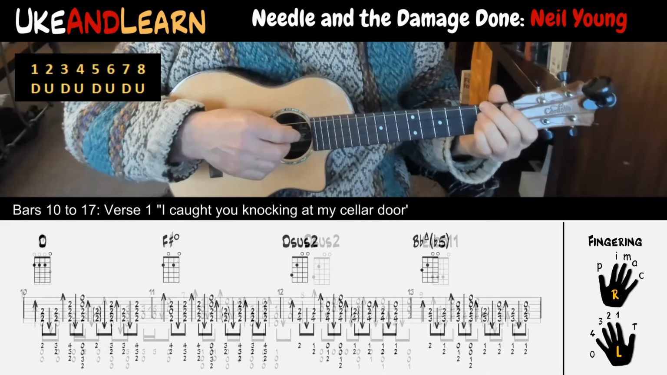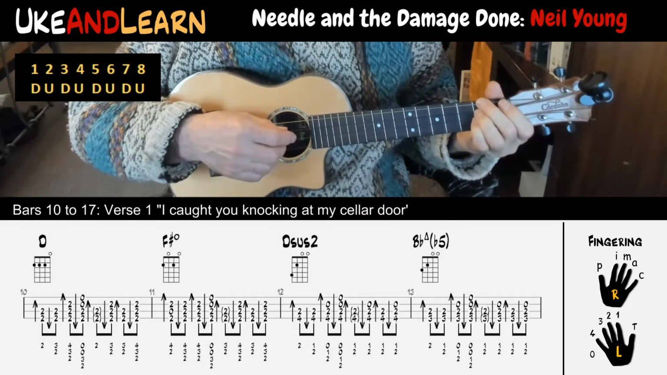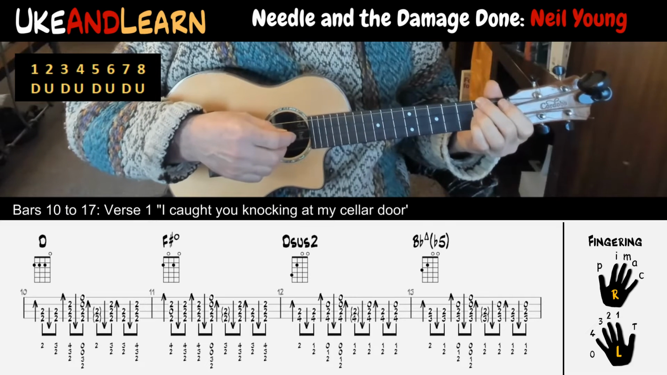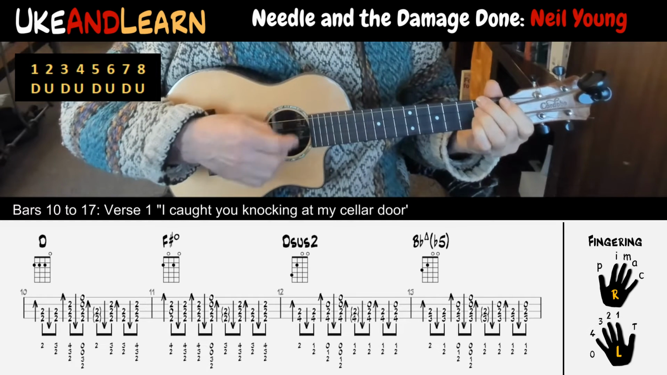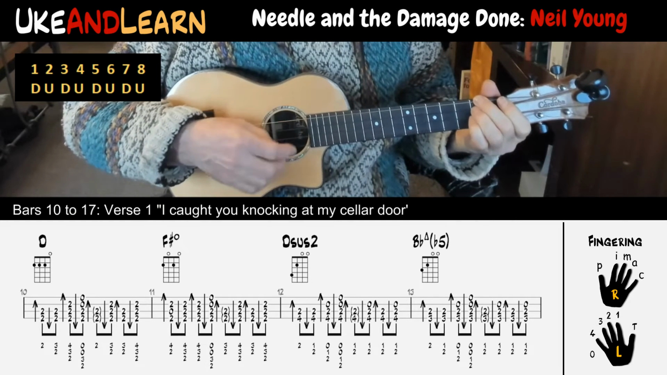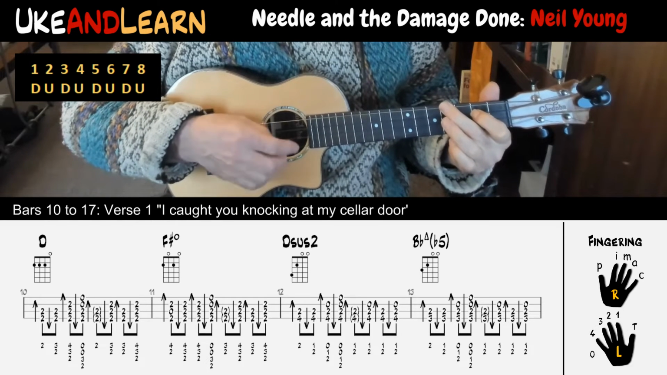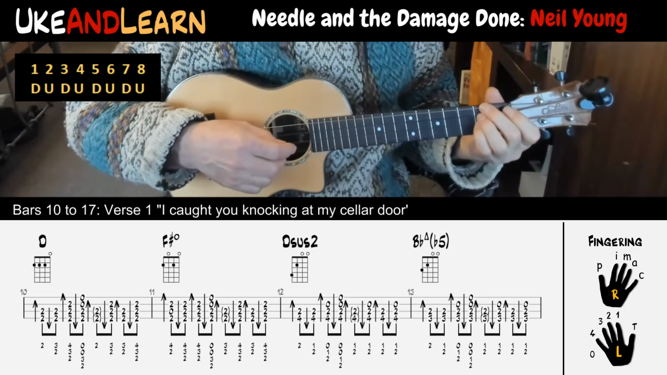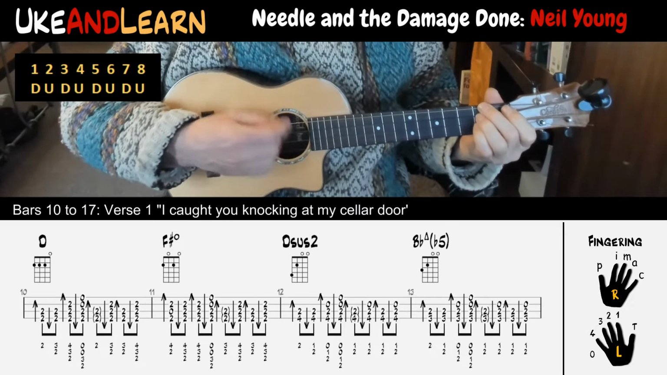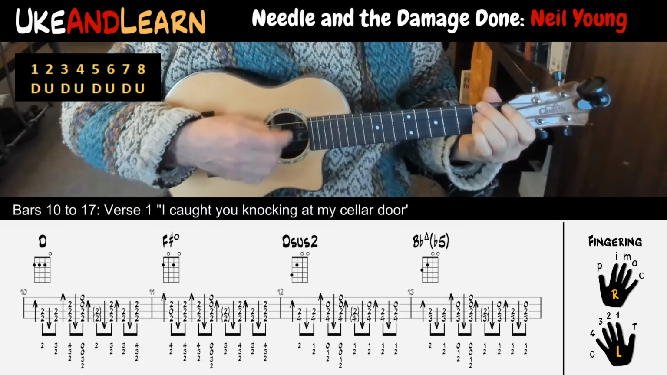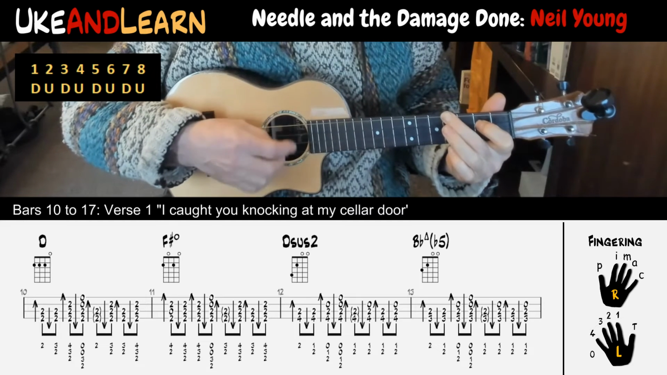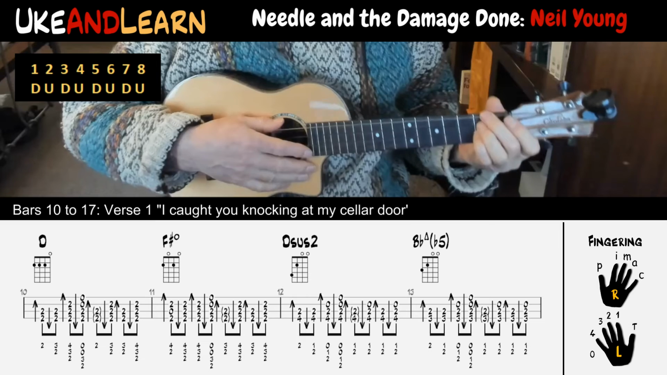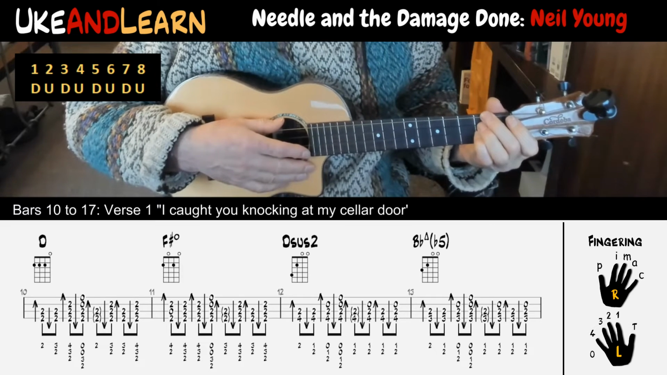Okay, moving on. So bars 10 to 13 are the same as bars 2 to 5, and the verse starts here. So, I got you knocking on the cellar door. Love you, baby, can I have some more? Or if you want to do it in Neil's falsetto, I got you knocking on the cellar door. I love you, baby, can I have some more?